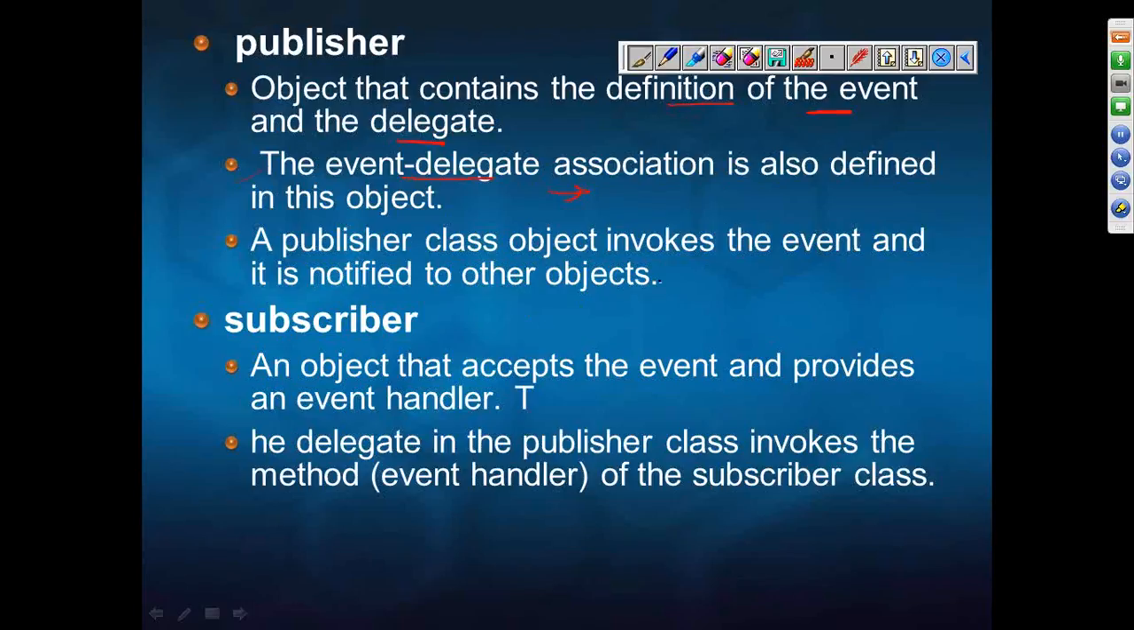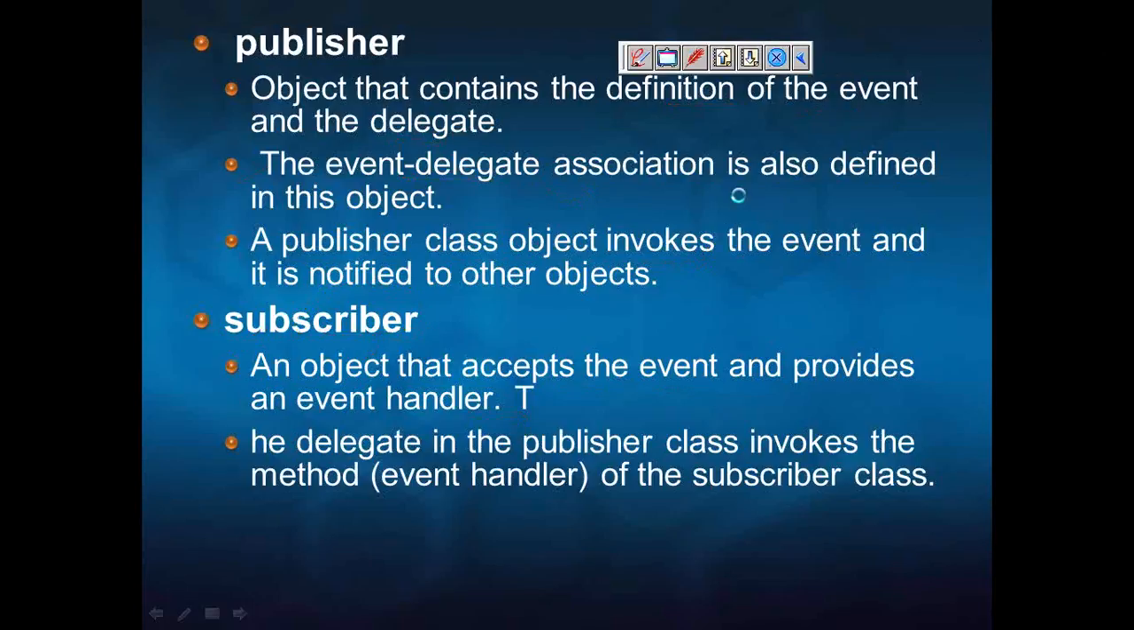Whenever the publisher class invokes the event, it will notify the other subscriber objects who have already subscribed. How to subscribe? The subscriber will have to provide that this event handler is going to handle the event. So the subscriber class object will accept the event and it will be handled in the event handler. This is what is happening.